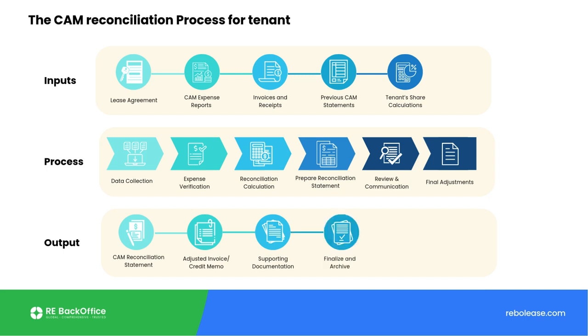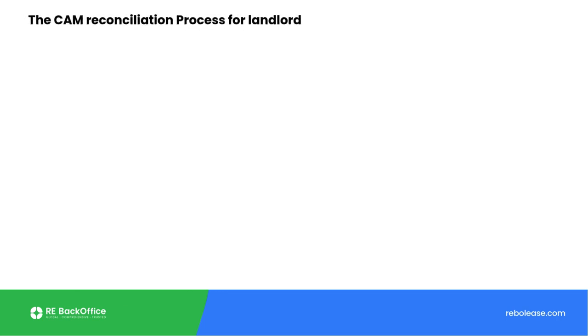Finalize and archive. Finalize reconciliation, confirming all adjustments and finalizing the reconciliation process. Archive records, storing all relevant documents and records for future reference and audit purposes. Similarly, on the landlord side, the CAM reconciliation process involves the following elements.